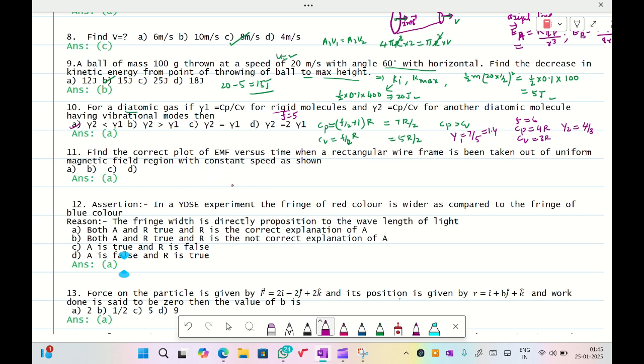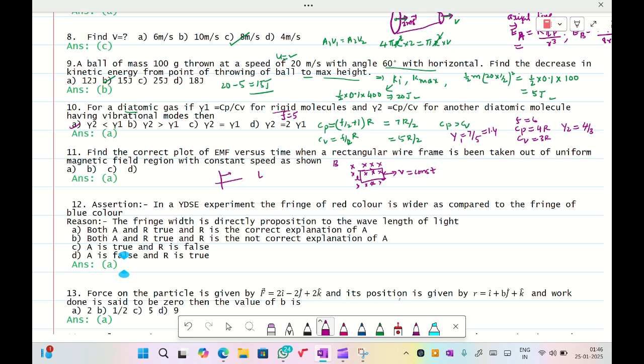Now find the EMF. Here a graph is given, and the magnetic field is given. There is a square loop of length L placed here like this, and it is carrying current. When it is moving, the current is induced. It is moving with constant velocity, so when it is moving, the area is changing, and the induced EMF will be constant.